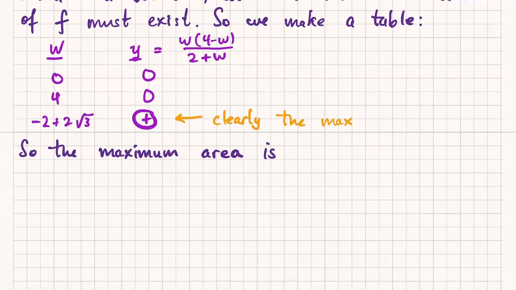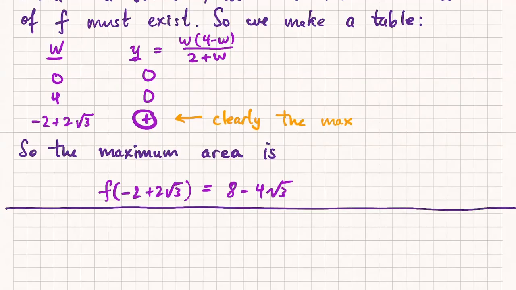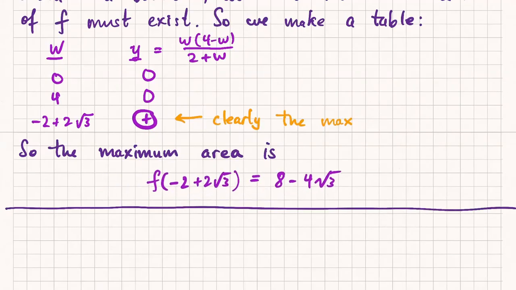So the maximum area is whatever this is, f of -2 plus 2 root 3. If you really want a simplified version of that number, it doesn't really matter. It's 8 minus 4 root 3. But you can just use a calculator to get it to like 3 decimal places or something.